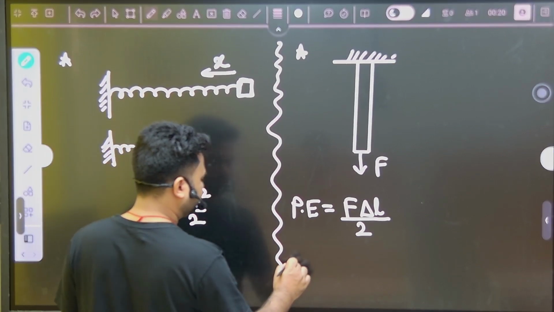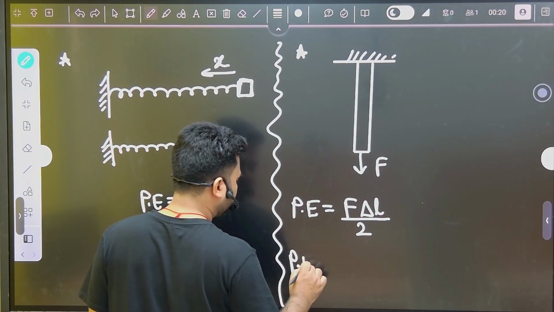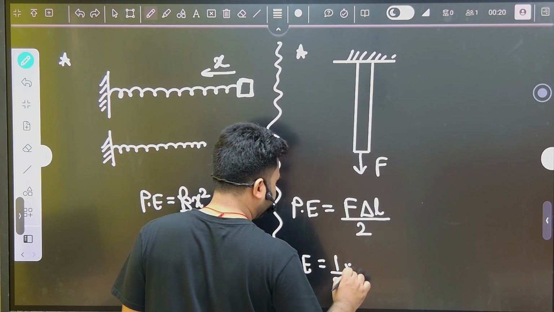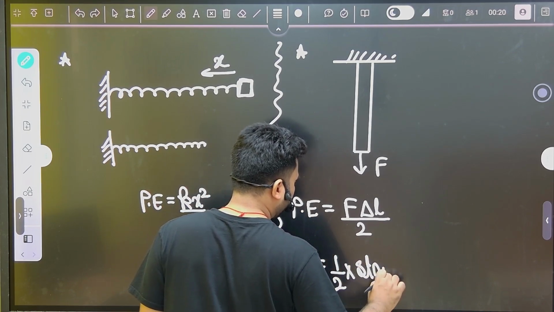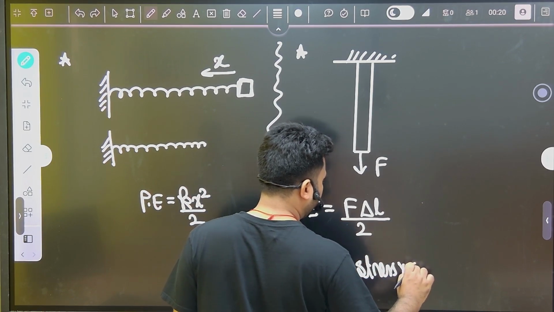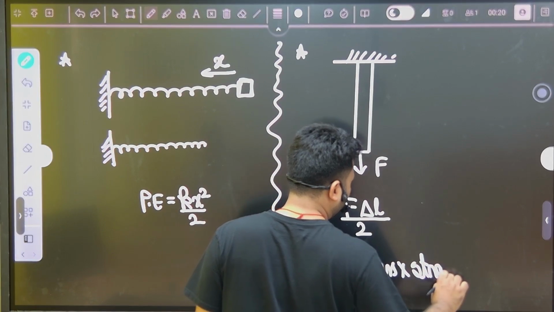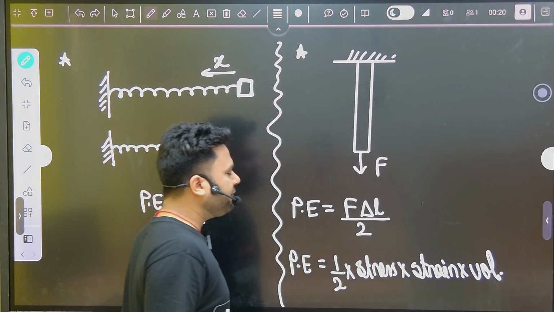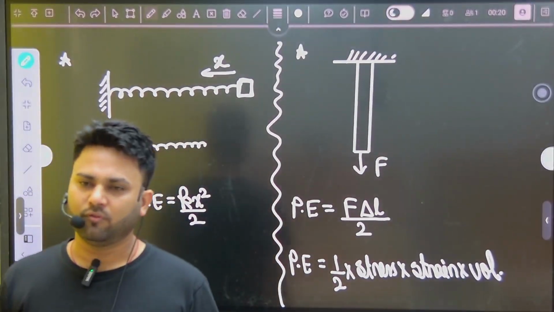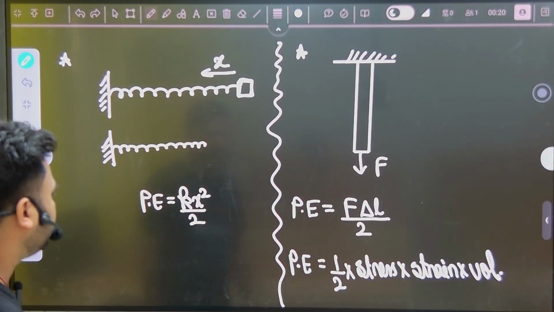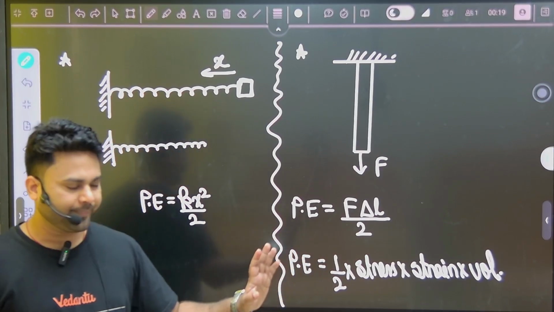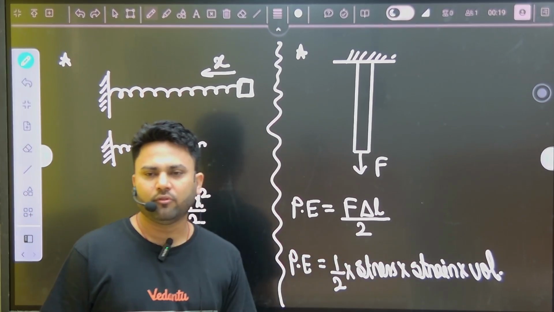Another formula. Potential energy equals half stress into strain into volume of the rod. Half stress strain into volume. So these two formulas should be clear. Half stress strain into volume.